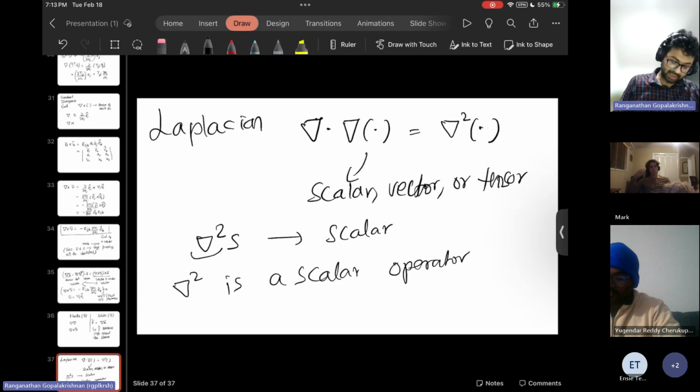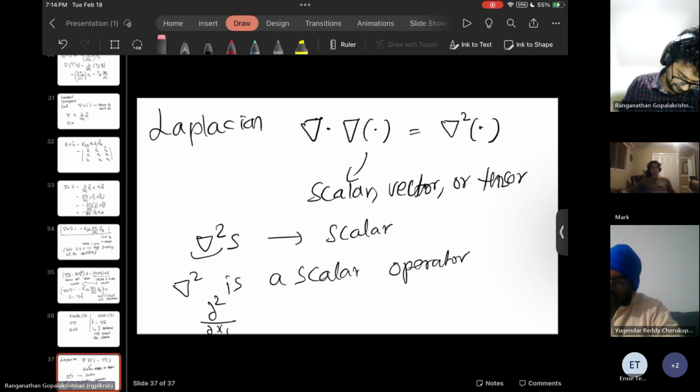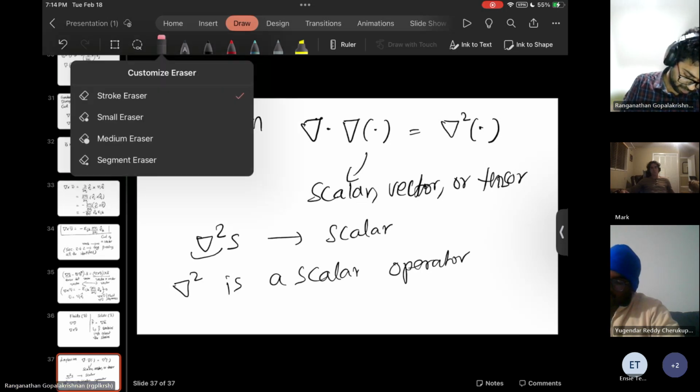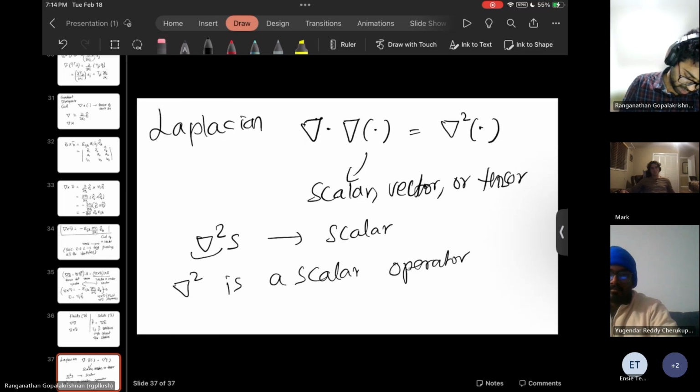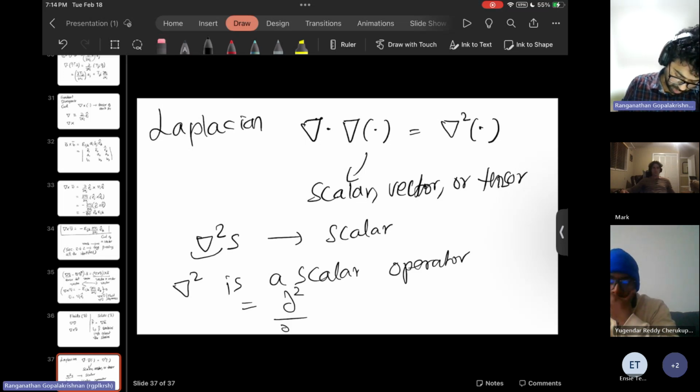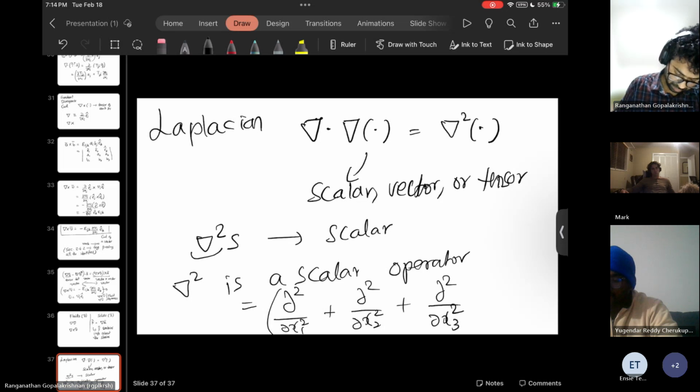If you do the del dot del, you will end up with second derivatives with respect to xi. Del squared is basically the second derivative with respect to x1 squared, plus the second derivative with respect to x2 squared, plus the second derivative with respect to x3 squared, operated on something.